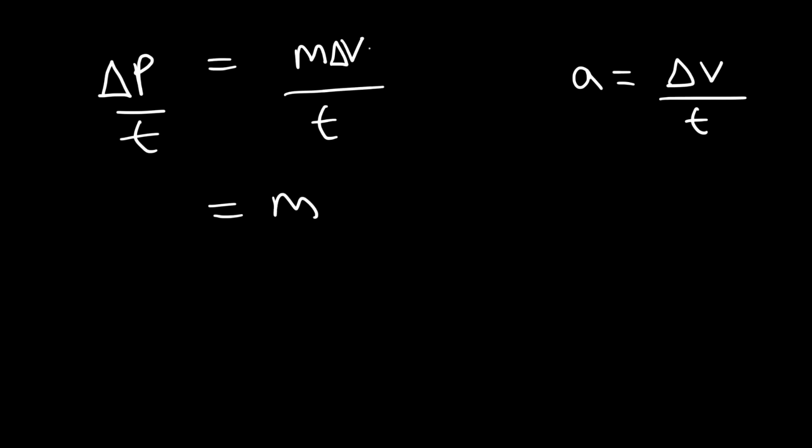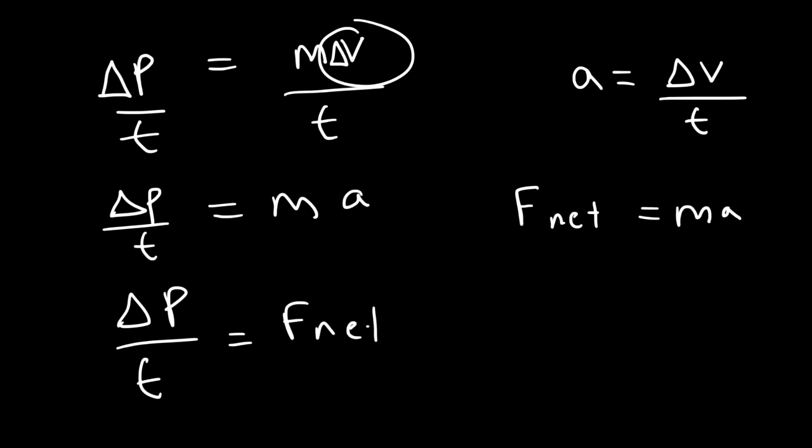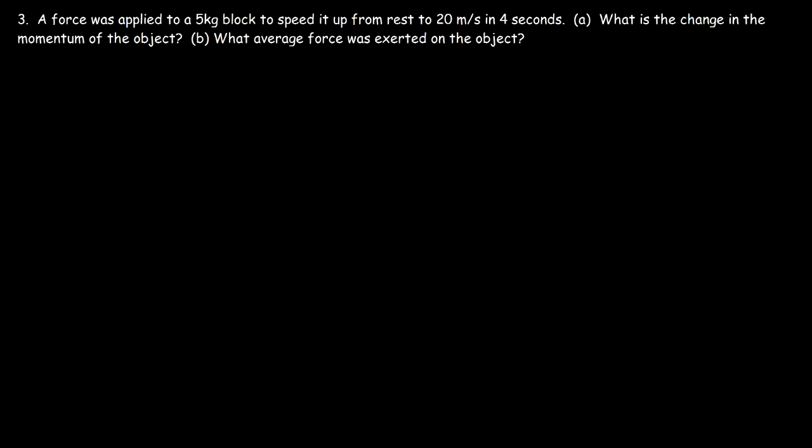So we could therefore replace the change in velocity over time with acceleration. So delta p divided by t is equal to mass times acceleration. And based on Newton's second law, the net force is mass times acceleration. So therefore, the rate of change in momentum is equal to the net force of an object. And so thus you have the definition of a force.